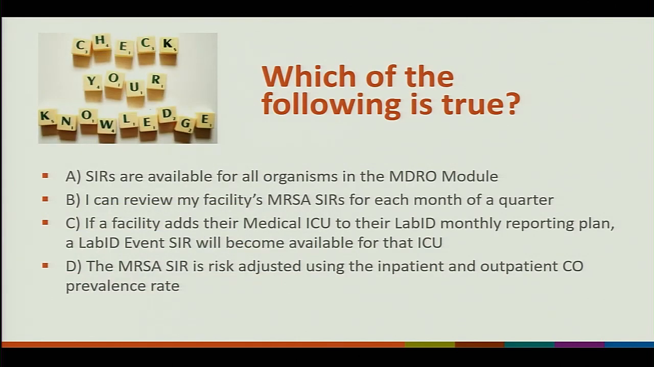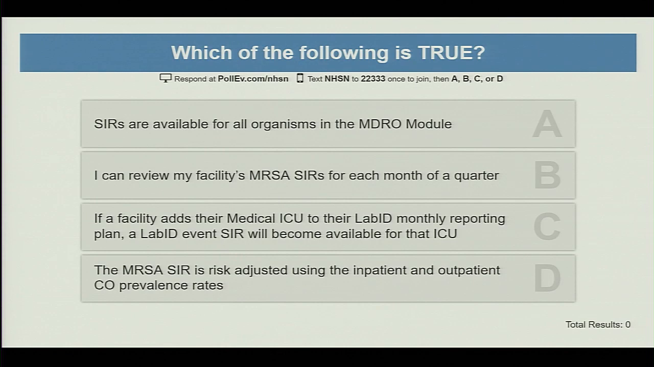Okay, so it's now time for our second knowledge check. There are 4 different sentences on this slide about LabID event SIRs, and it's up to you to decide which one is true. Okay, so A, SIRs are available for all organisms in the MDRO module. B, I can review my facility's MRSA SIRs for each month of a quarter. C, if a facility adds their medical ICU to their monthly reporting plan, a LabID event SIR will become available for that ICU. Or D, the MRSA SIR is risk adjusted using the inpatient and outpatient community-onset prevalence rates.